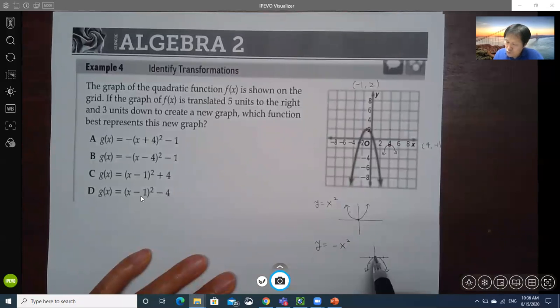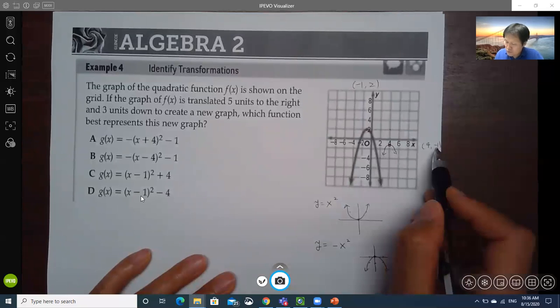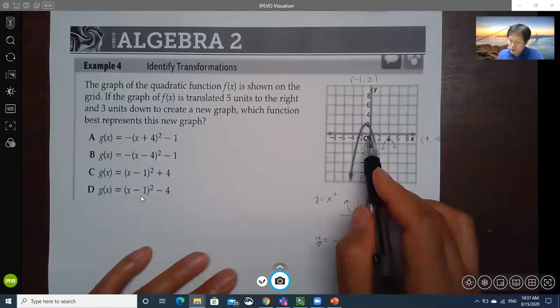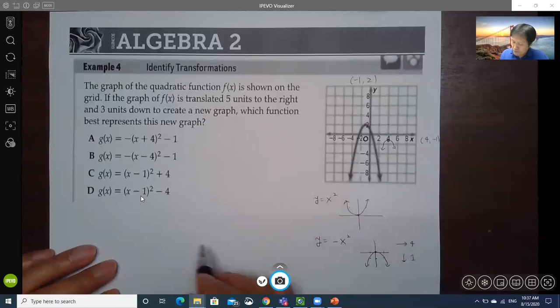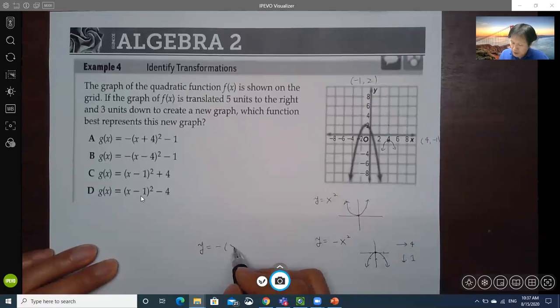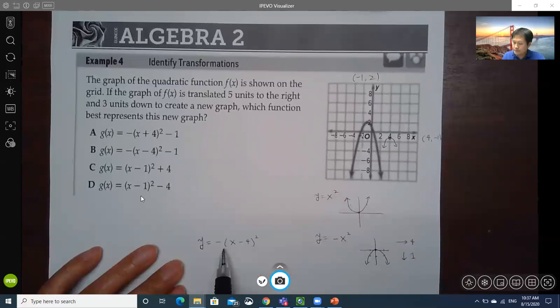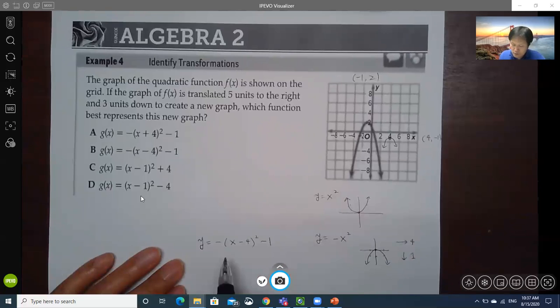But this one, we end up at 4 and minus 1, which means you have to go right by 4, down by 1. Once you reflect over the x-axis, you have to go right by 4, down by 1. So that's easy. From here, right by 4 should be y equals minus, x minus 4. Be careful, you need a parenthesis here. Minus outside, x has to see 4. Down by 1 is just minus 1. So where is it? This guy.